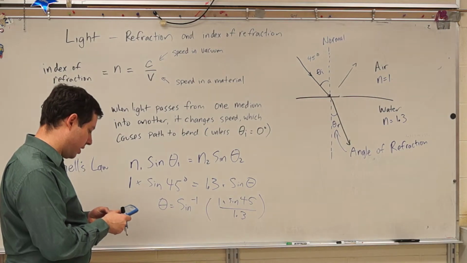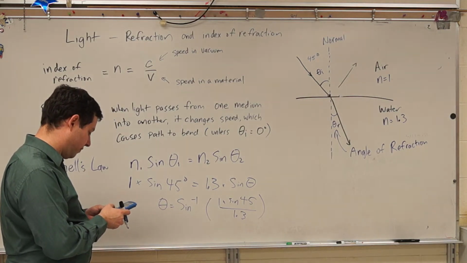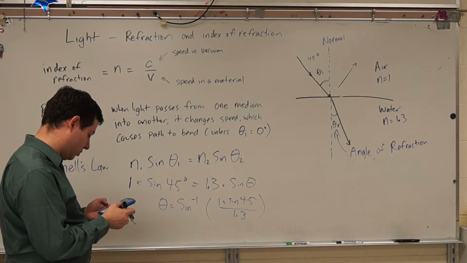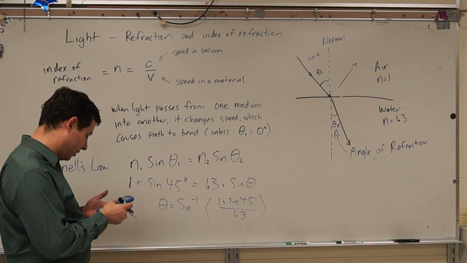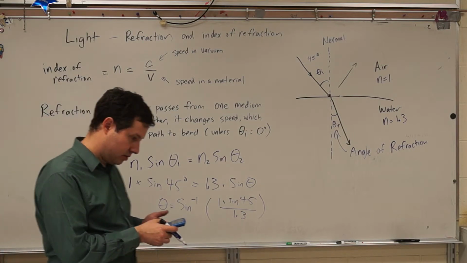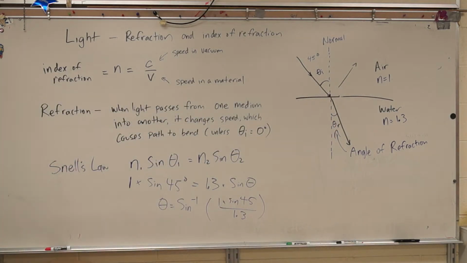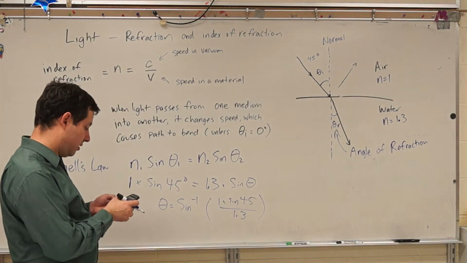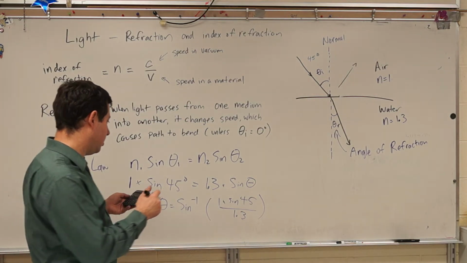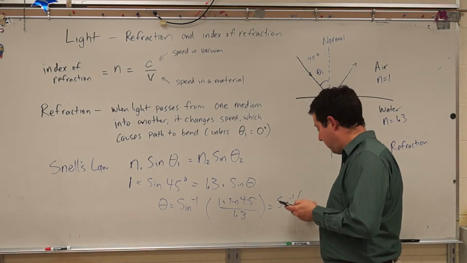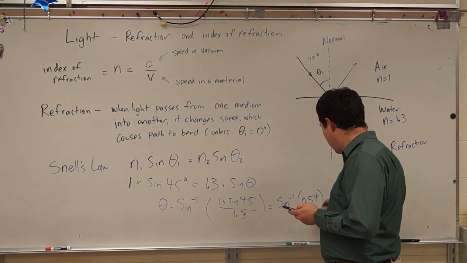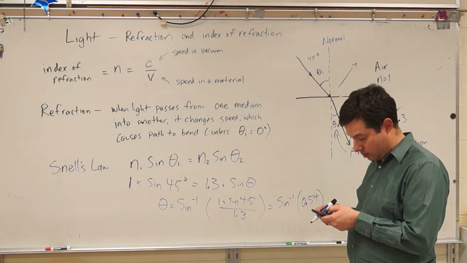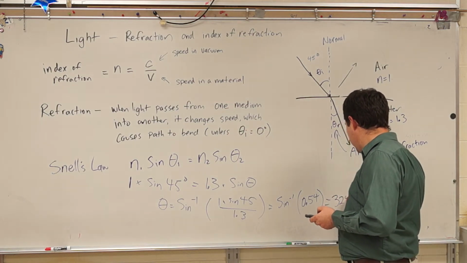And if I put it into my calculator, I get 45 degrees times the sine of 45. This calculator doesn't have a sine function. See if I can get a better calculator. Okay, here we go. The sine of 45 is 0.707, divided by 1.3 equals 0.54. And I do an inverse sine of 0.54, and I get 32 degrees.